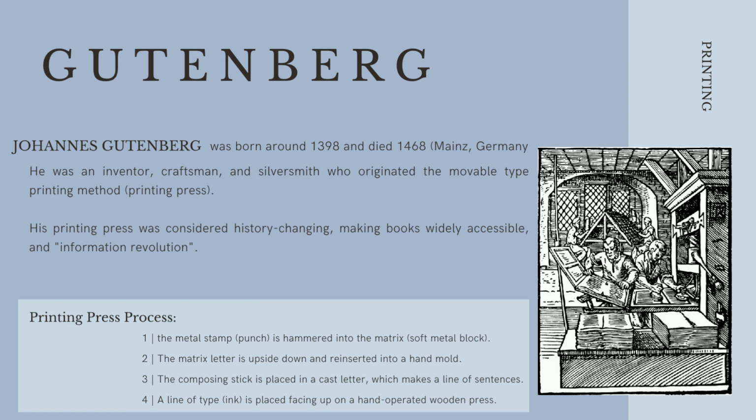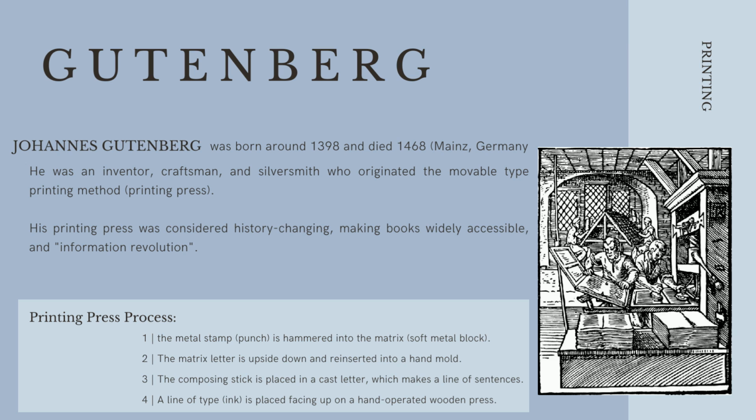An example of a printing press here is the Gutenberg. So Johannes Gutenberg was born around 1398 and died in 1468 in Germany. He was an inventor, craftsman, and silversmith who originated the movable type printing method, or the printing press. His printing press was considered history-changing, making books widely accessible, and is also known as an information revolution.